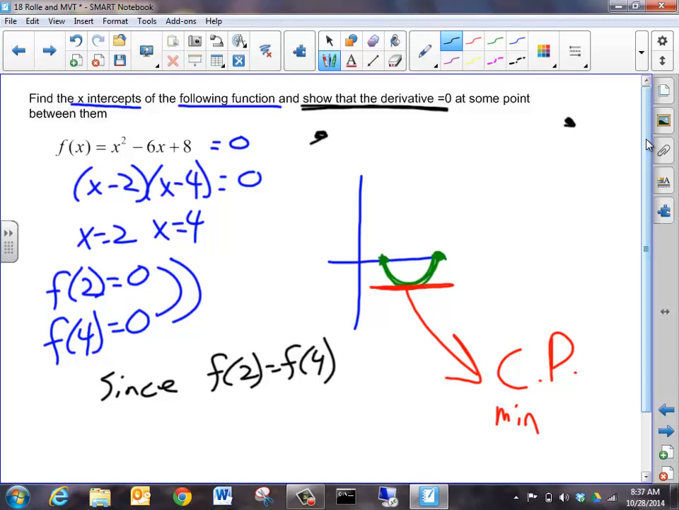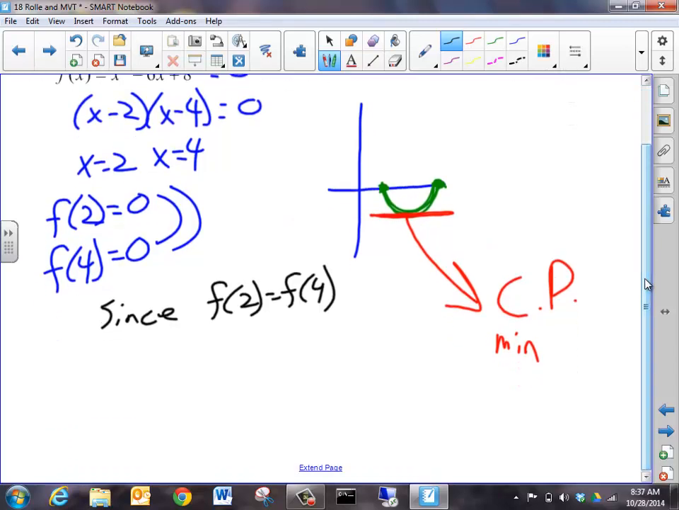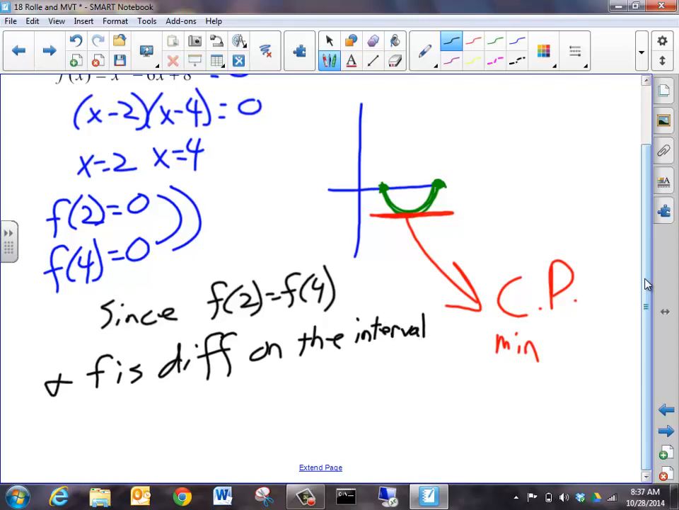Did it say find the derivative and tell where? It just said show that. So how can we say that? Since f of 2 equals f of 4 and f is differentiable on the interval two to four. I didn't say anything about continuous. Do I need to?